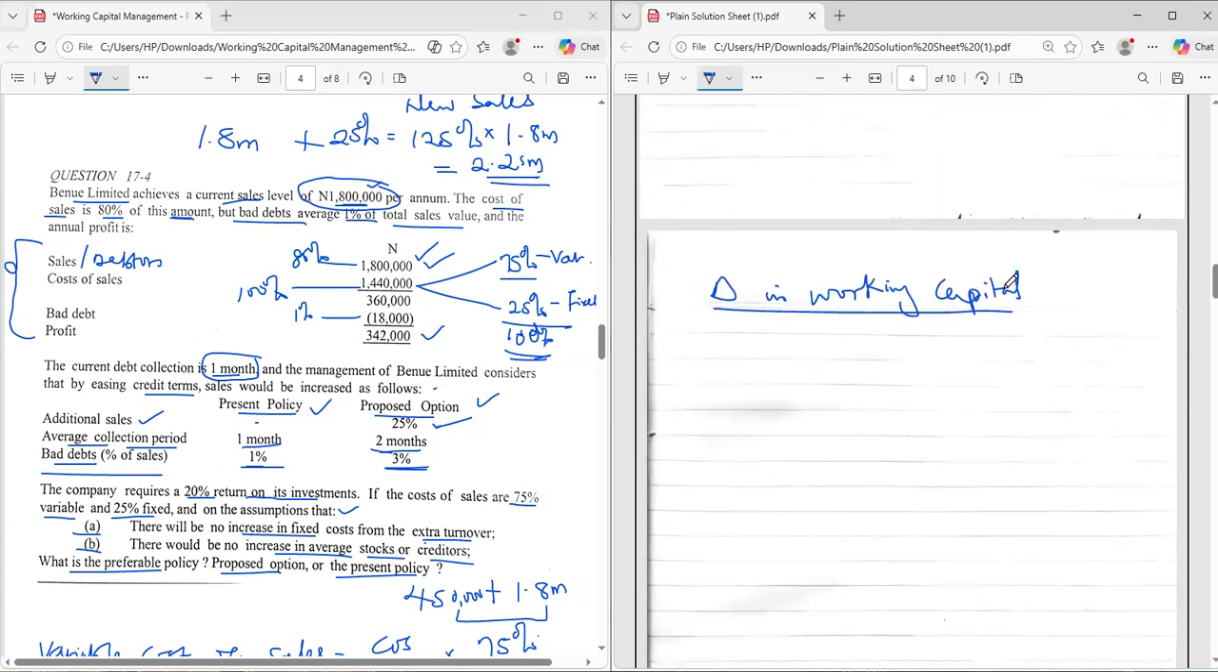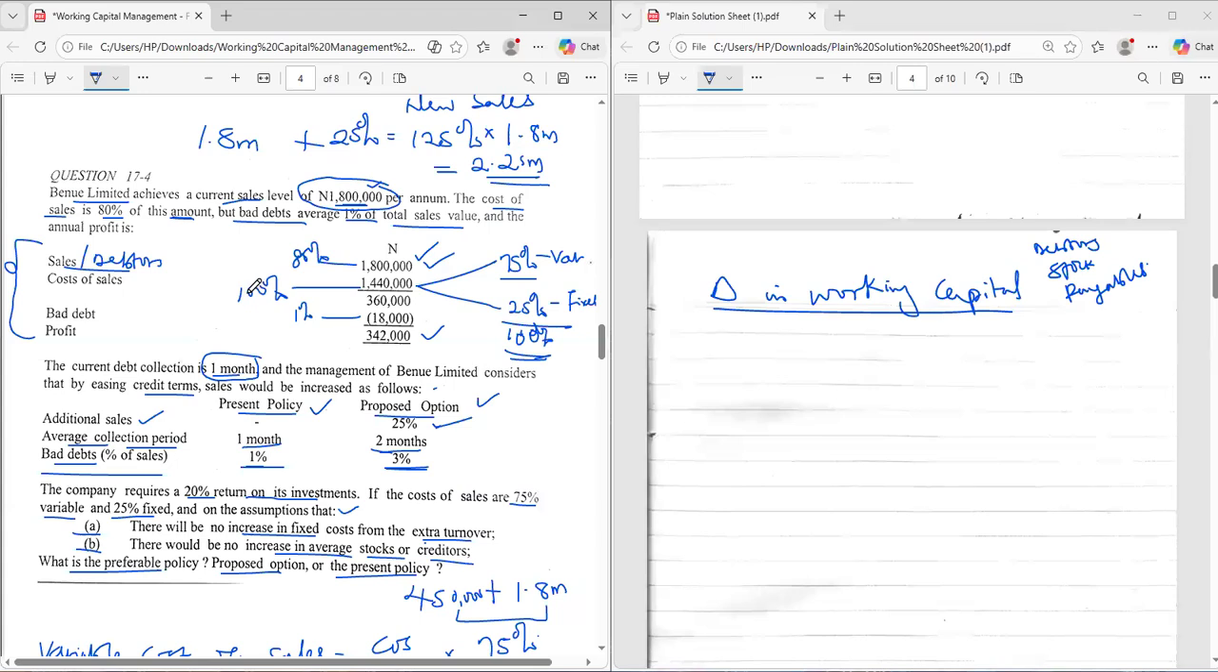Now, change in working capital, that's what we want to calculate. And you already know, we'll look for debtors, we'll look for stock, and we'll look for payables. These are the three things we're going to look for to calculate change in working capital. But fortunately and unfortunately, all the information given to us here, it's only debtors that is here. Did anybody say anything related to stock or payables? Please help me.